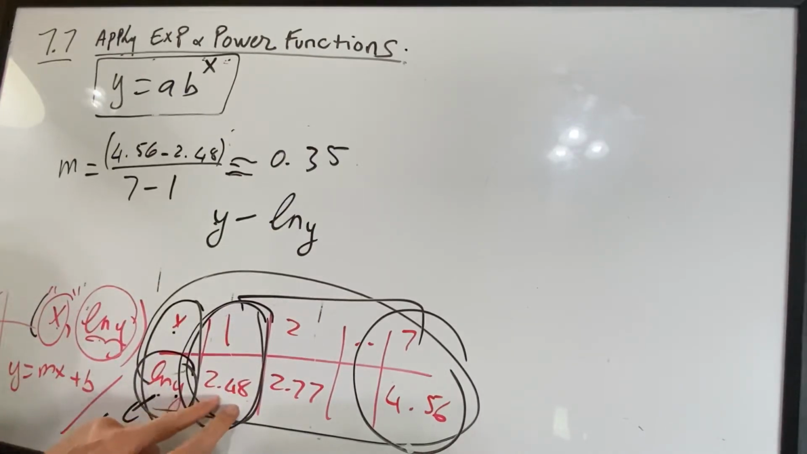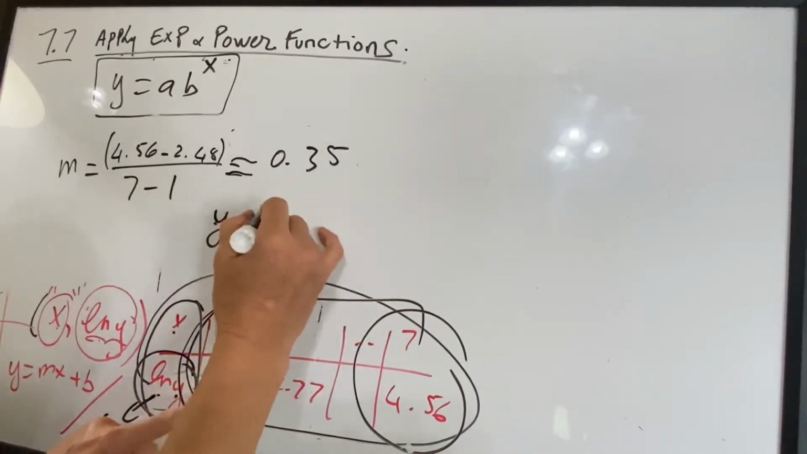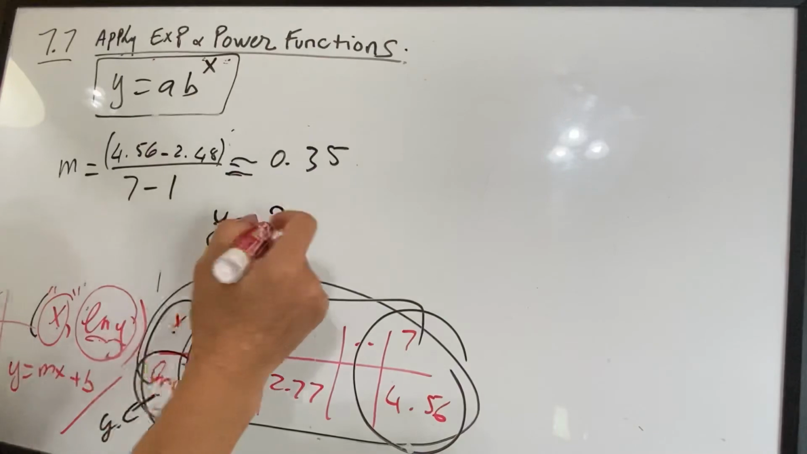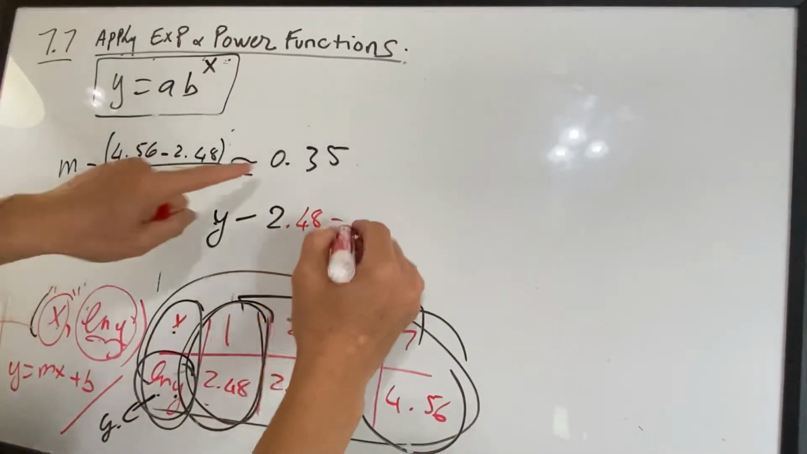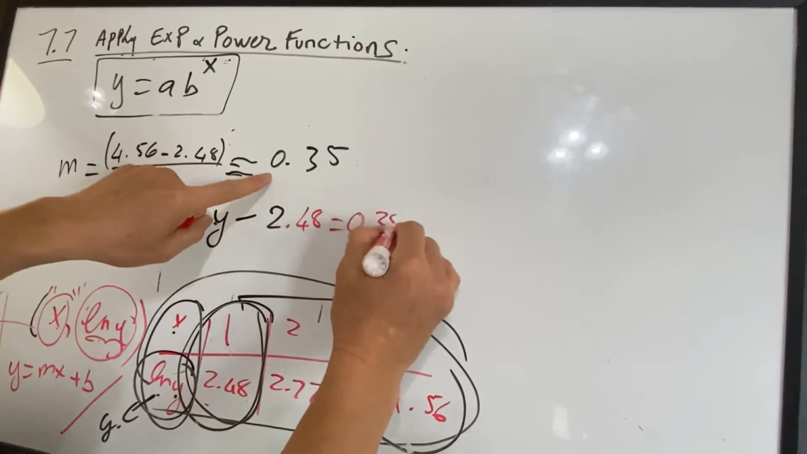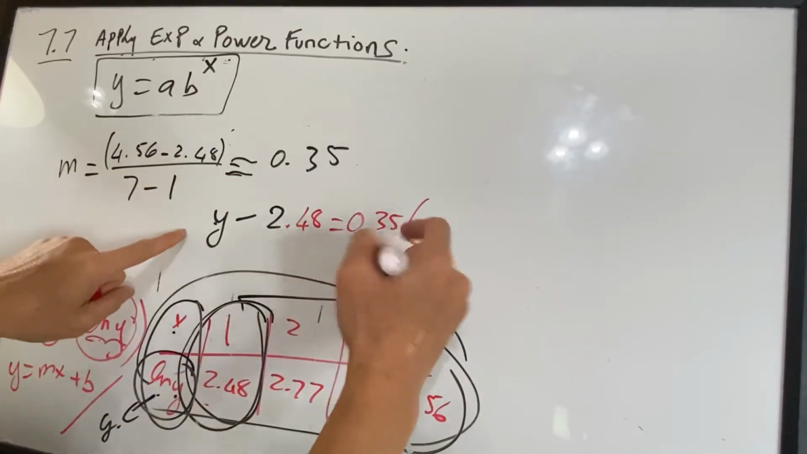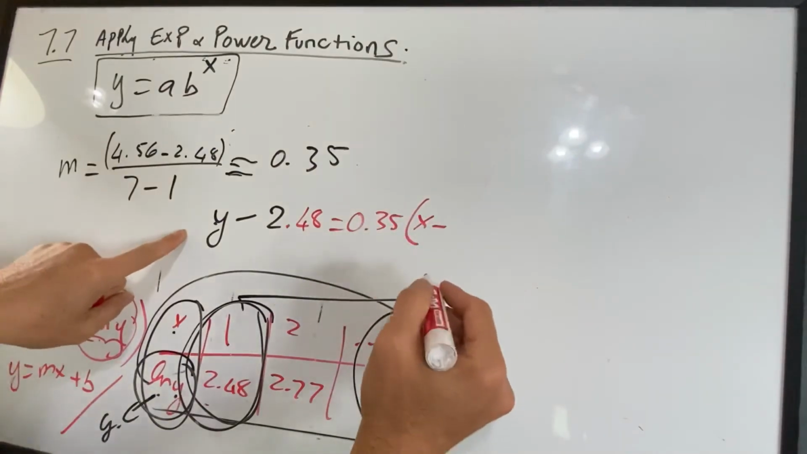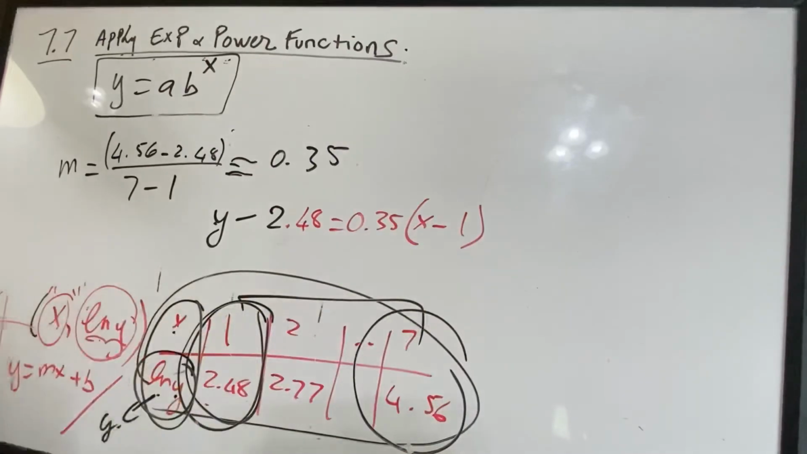This point right here is what? That is the point right now. Use red ink. 2.48 equals the slope. Slope is right here, 0.35 times, remember, right here, which is x minus what? x minus 1. That's how you write the function right there, okay?